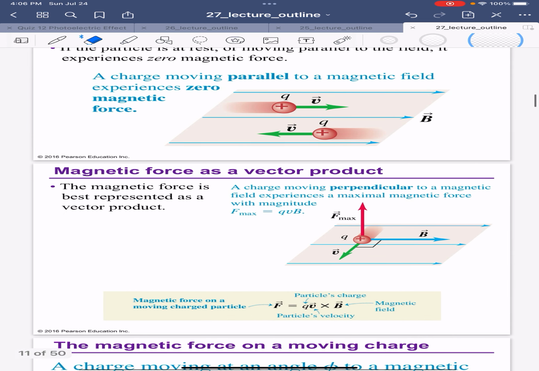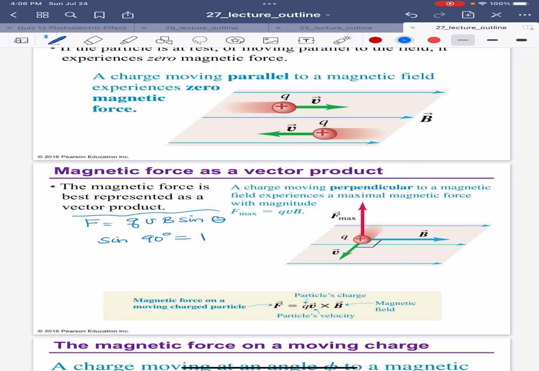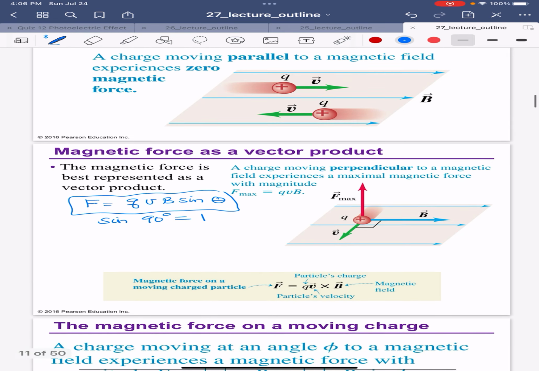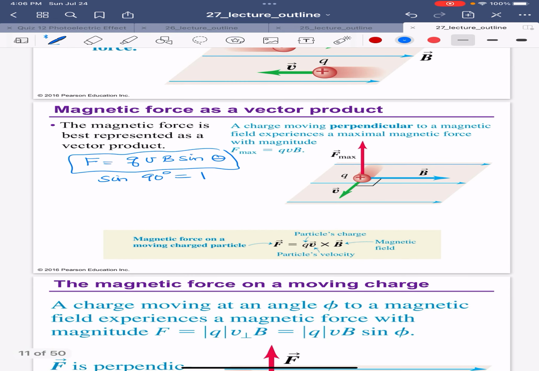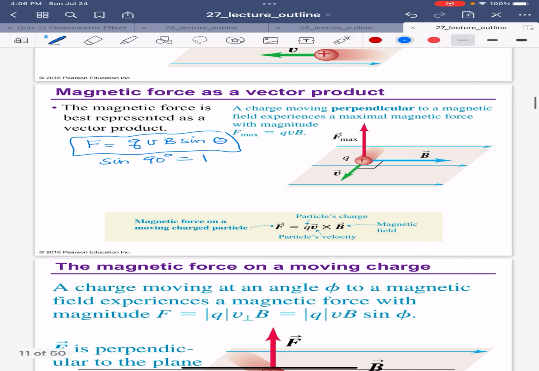Because remember, for a cross product, its magnitude, not including direction, is going to be q v B sine theta, and theta is the angle between the v and B vectors. When it is 90 degrees, sine is going to be 1. Therefore, the maximum occurs at 90 degrees. And of course, as theta changes from 90, this is going to cause the force to decrease.